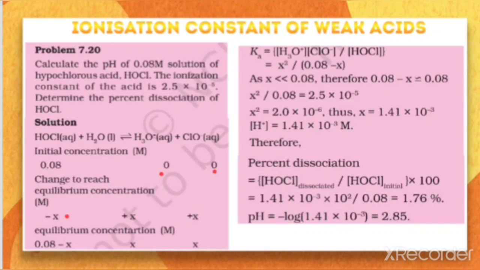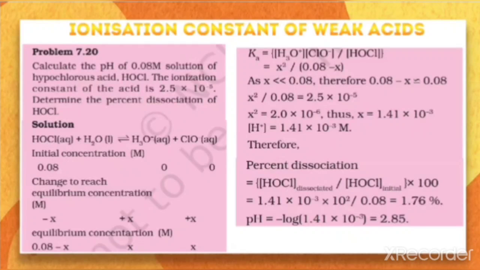Now let X be the decrease of the concentration of the reactant. So what will be the increase? X will be the increase. So at the equilibrium condition, the equilibrium concentration becomes the initial minus how much is decreased, that is X. Let X be the decrease in the concentration. So how much is remaining? That is 0.08 minus X. And here how much is there at the equilibrium stage? That is 0 plus X. Here also 0 plus X, that is represented as X.